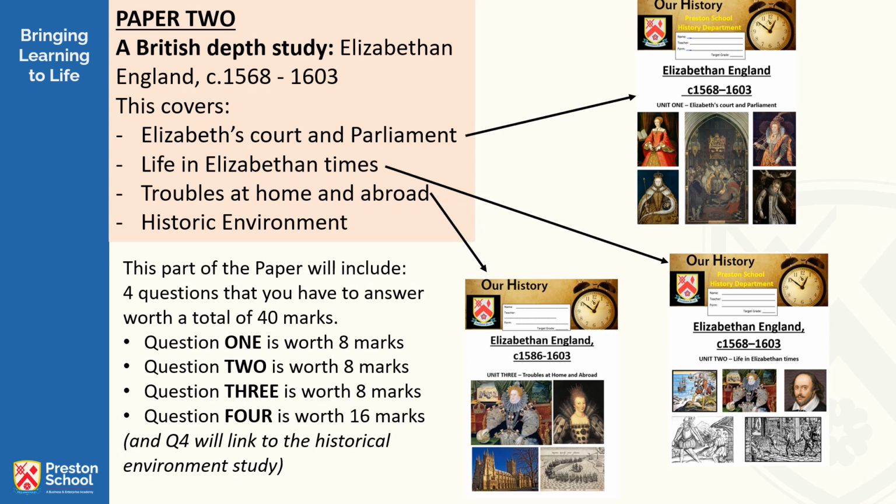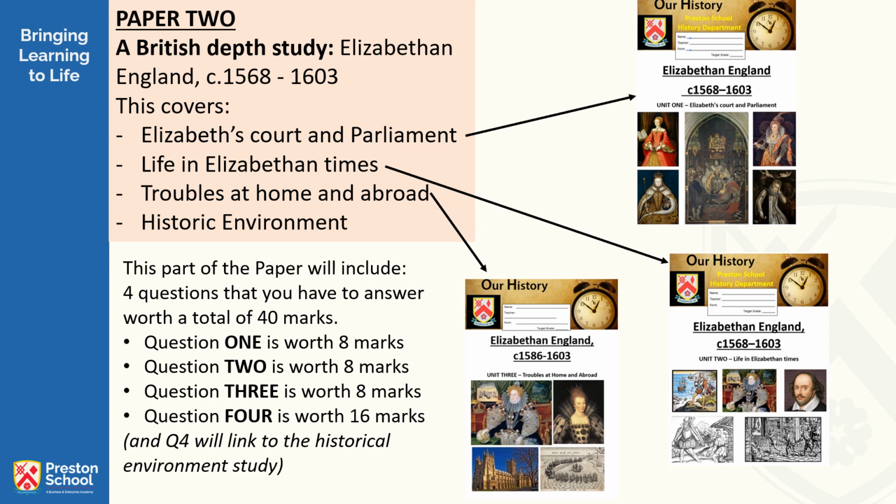The first section with this topic is Elizabeth's court and parliament. Within this, we look at the different aspects of how Elizabeth ruled the country and how she battled against what was very much a man's world. The second part is life in Elizabethan times, focusing on why this is called the Golden Age. The third section is then looking at troubles of home and abroad.